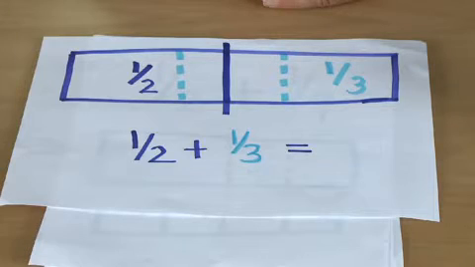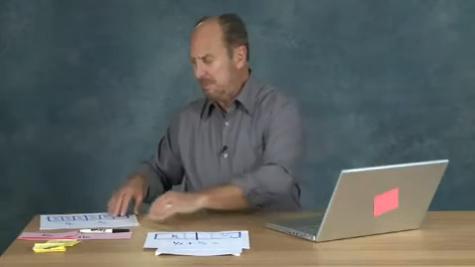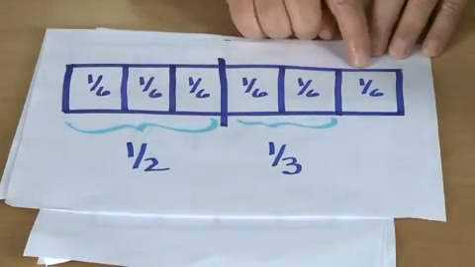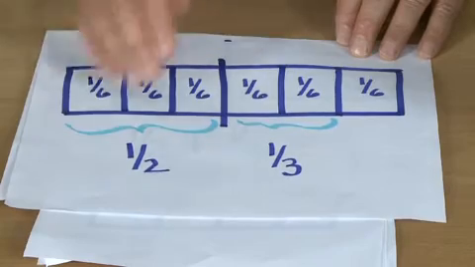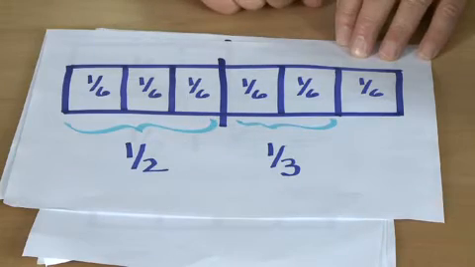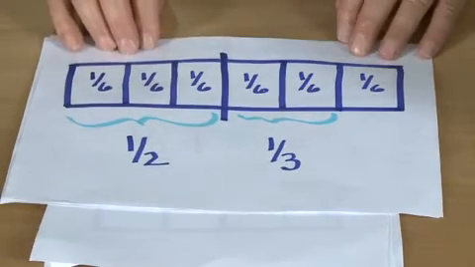So we're going to think about this. Can we make them into fourths? Can't. Can we make them into fifths? Can't. How about sixths? Yeah, we can make them into sixths. In fact, if we cut this bar into 6 equal parts, then we can see that half of those 6, or 3 of those 6, is a half. And we can also see that 2 of the 6 are the same as 1/3.